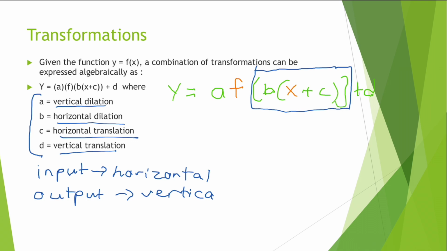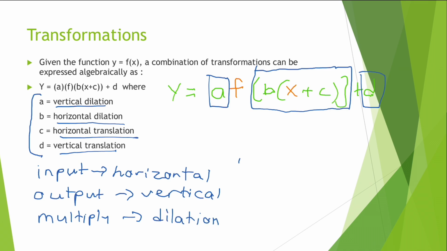I'm giving you tips to remember how these things work. Whenever it's done with the input, it will be horizontal. Whenever it's done with the output, it will be vertical. Whenever you multiply, it will always be a dilation. And whenever you add, it will always be a translation. These are the four things that you should know: input horizontal, output vertical, multiply dilation, add translation.